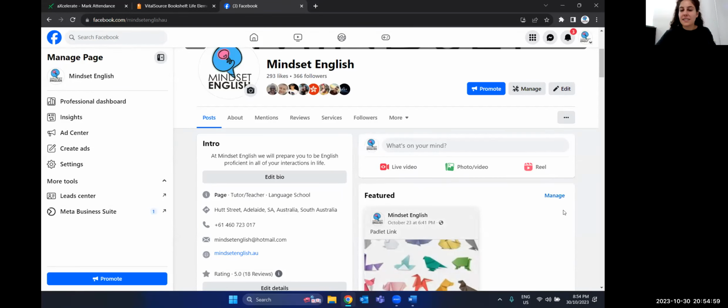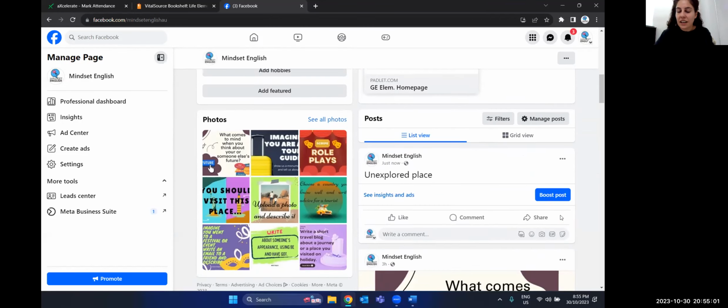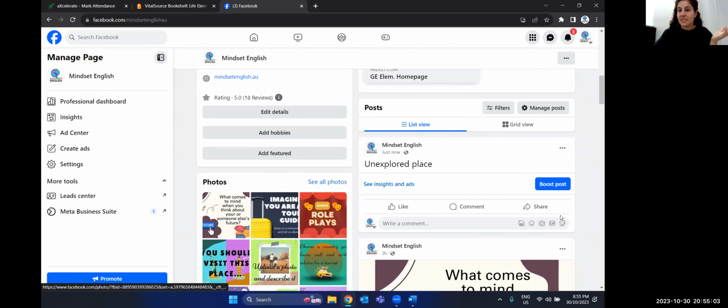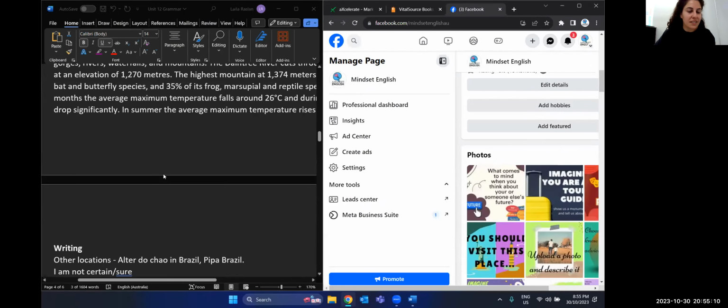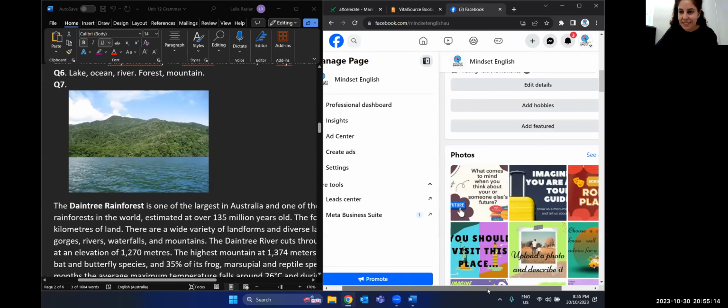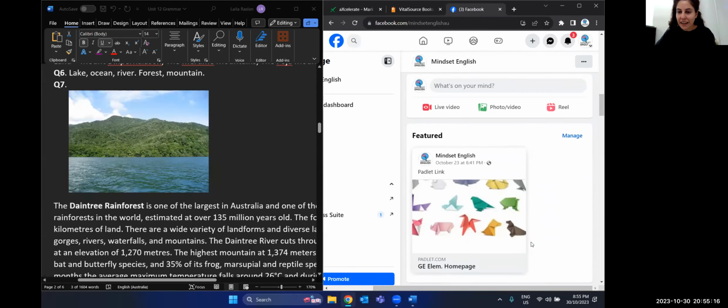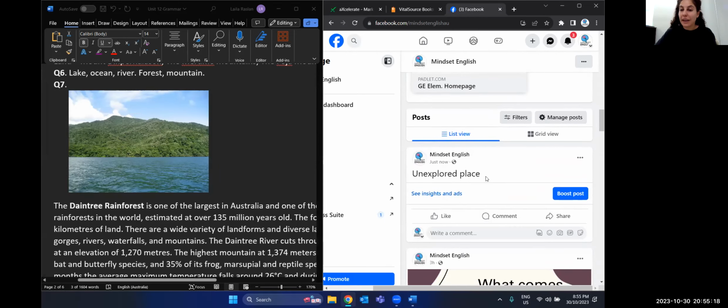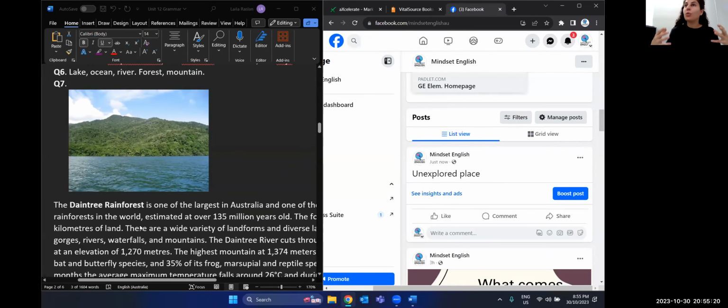It says, which places have you visited? You don't need to visit it, just like me. My answer was, if you remember, I'm just going back, it was the Daintree Forest. I didn't visit this place, but it doesn't matter. I wrote about it. Make sure you give information about the temperature, measurements, whatever. Okay, so you can upload that.